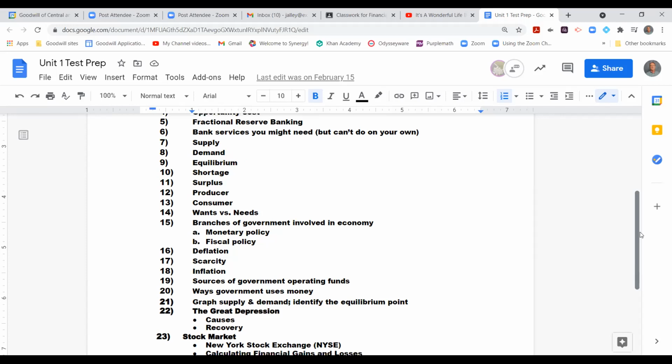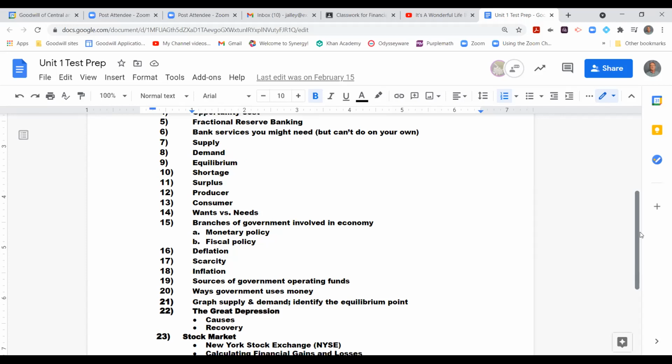Think 16 and 18. I need to rearrange those. Those are connected. You can probably understand those without a lot of explanation. Deflation and inflation. 19 and 20 go together. Really would be part of fiscal policy.